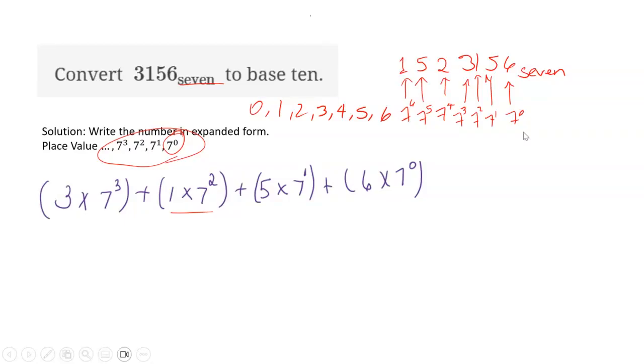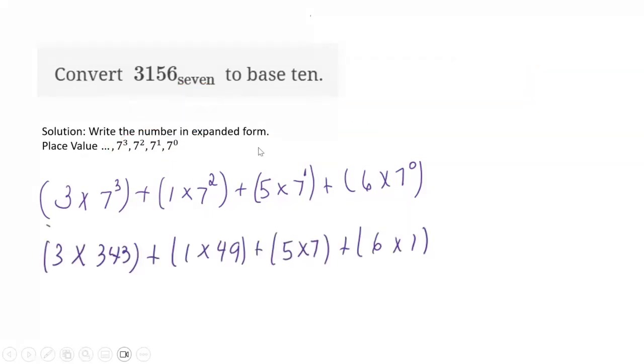So for this example, remember the expansion form has the powers and the digits. So from the right is going to be 6 times 7 to the power 0 plus 5 times 7 to the power 1, 1 times 7 squared, and 3 times 7 cubed. Next, we're going to do our powers. Within each parenthesis, you want to do the powers first.